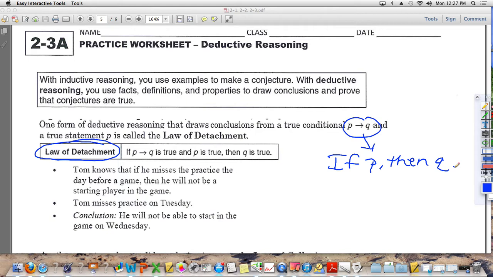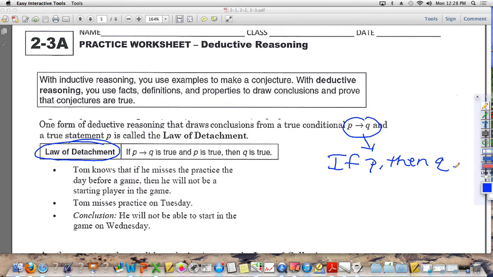And some of you are going, I have no idea what she just said to me, and I'm going to show you in a minute, and hopefully the light bulb will go on. So here we go. Tom. You guys know Tom, right? Tom knows that if he misses the practice the day before a game, then he will not be a starting player in the game.